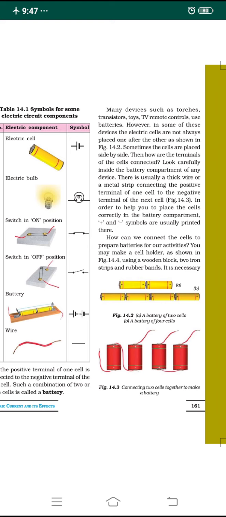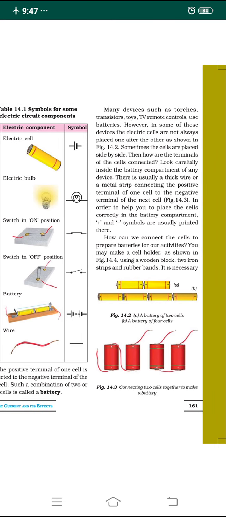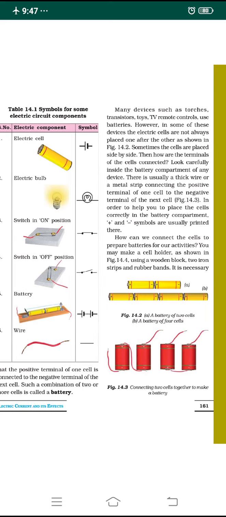We can connect these cells to prepare batteries for our activities. You can make a cell holder as shown in figure 14.4. You can even use a wooden block or two iron strips and rubber bands to make it.